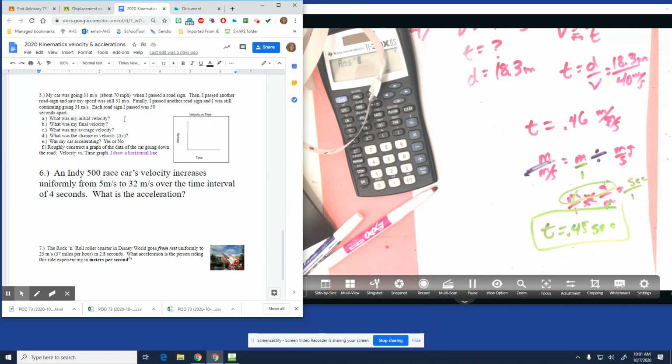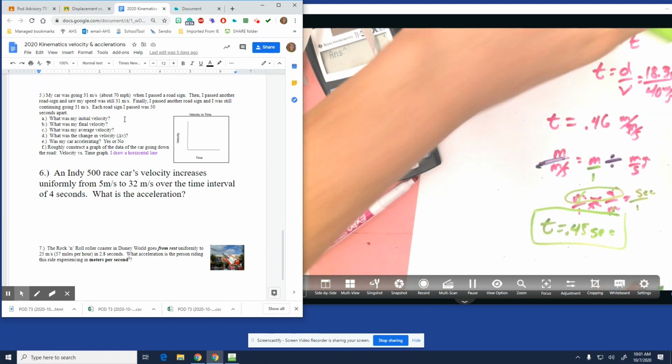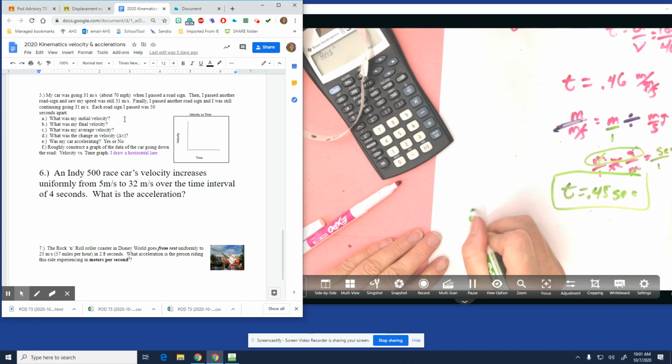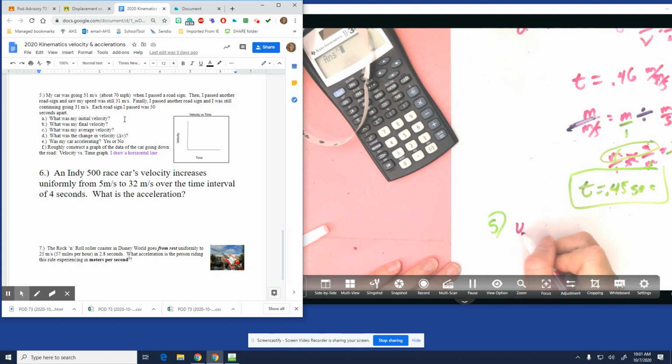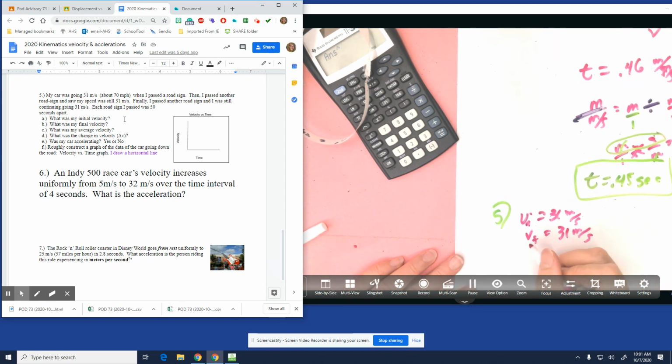Number 5. Initial velocity is 31 meters per second. Final velocity is 31 meters per second.